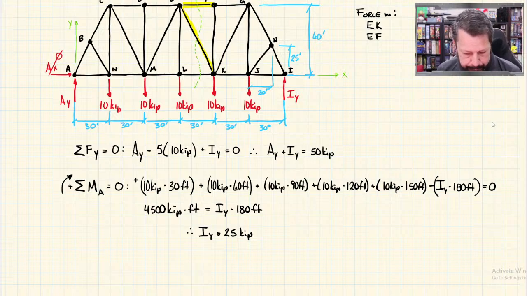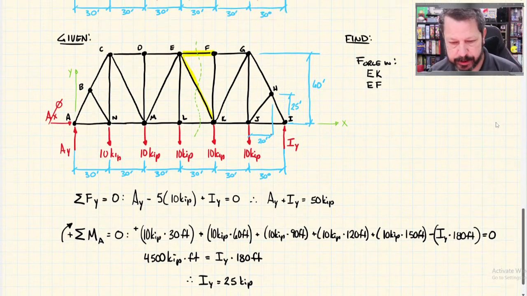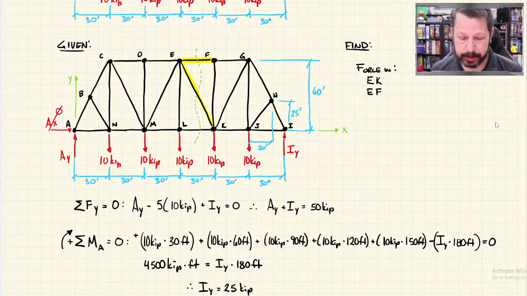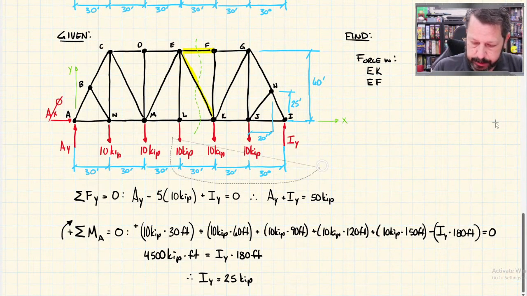Okay, so that means we can start using our method of sections or method of joints if we wanted to do that. We're doing method of sections. I have decided, since we've been talking, that the right-hand side of this truss looks like it's easier to draw because there's less pieces to draw. So that's the one I'm going to draw the free body diagram of. So I'm going to copy this.